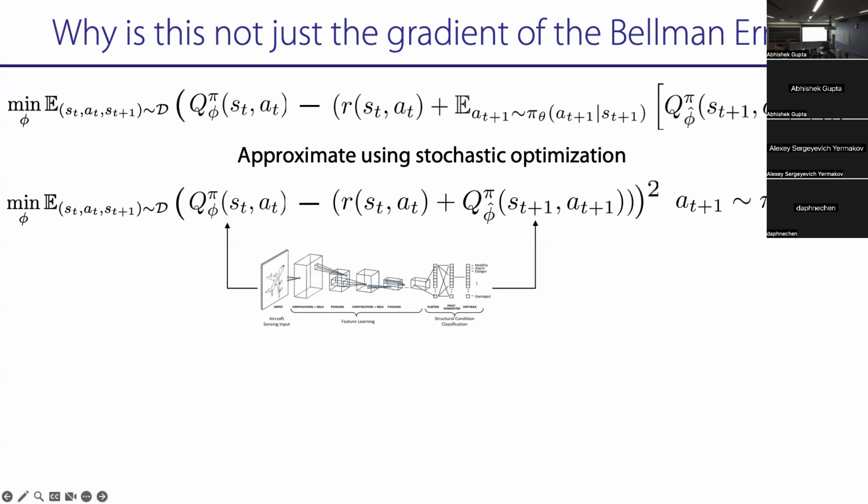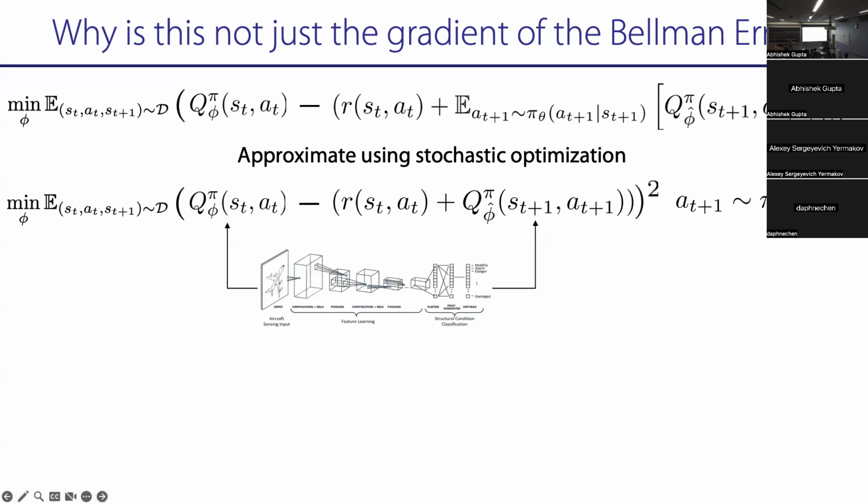Right? And so you just repeat this objective over and over. You just optimize this objective using the same procedure we did earlier, right? You're going to freeze phi hat for a while, solve this objective to get a phi, then you're going to update phi hat to be the same as phi, and you're going to repeat, right?